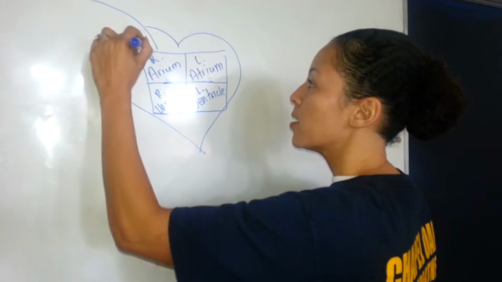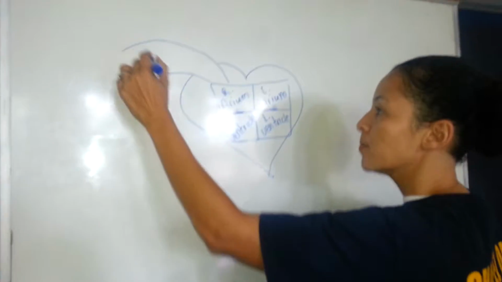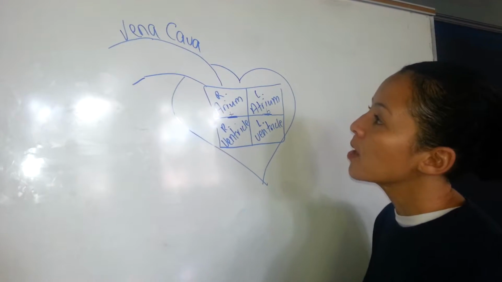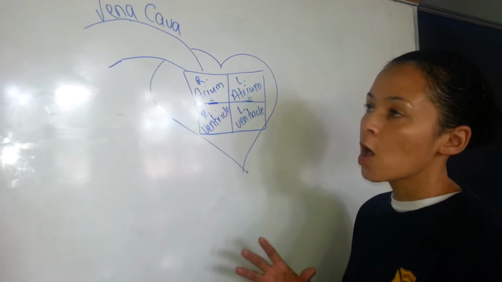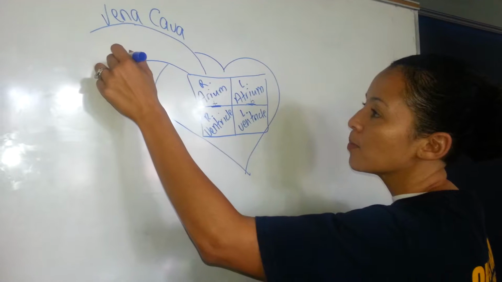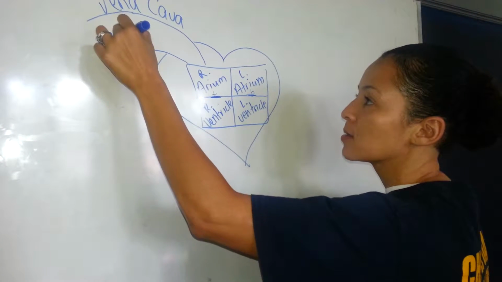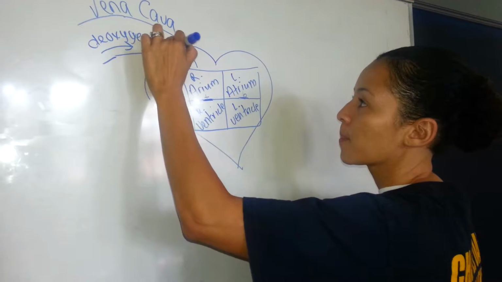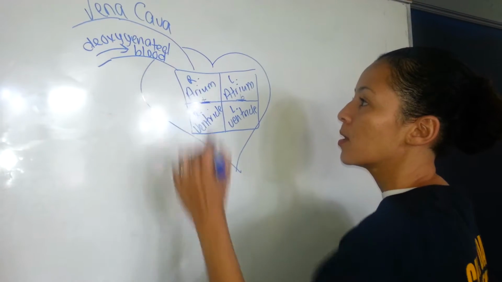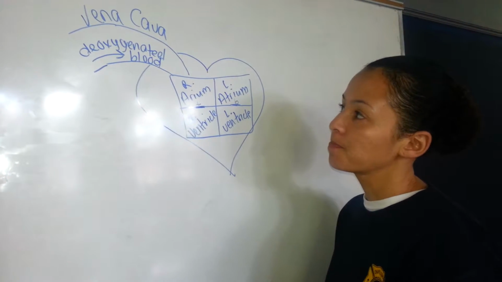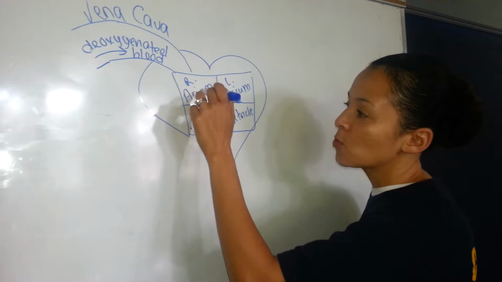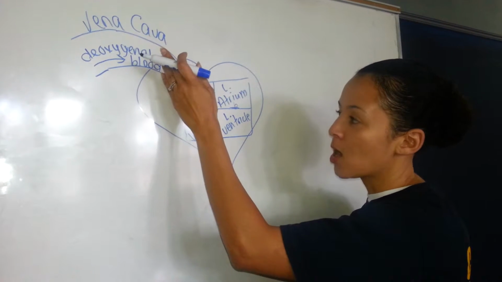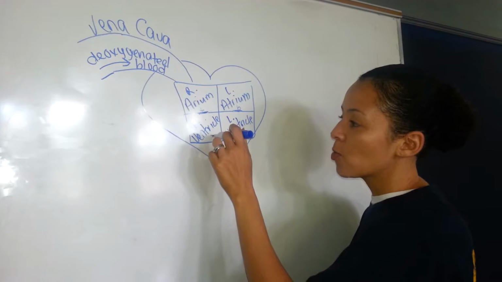Here we're going to draw the vena cava. The vena cava is just another way of saying large vein. In here, deoxygenated blood is going into the right atrium. Once it's in the right atrium, it's going to pass through the tricuspid valve, which is a one-way door so that blood doesn't go back the opposite way. It goes into the right ventricle.